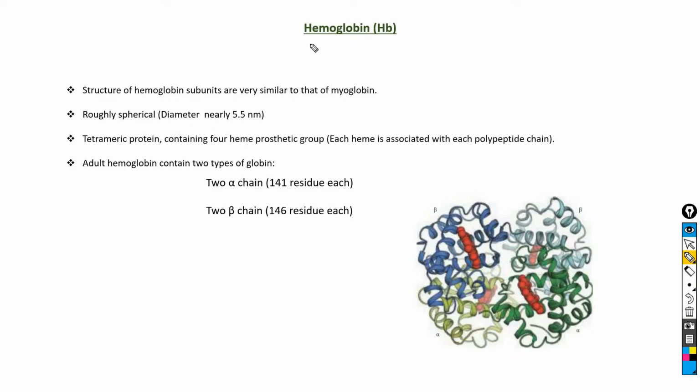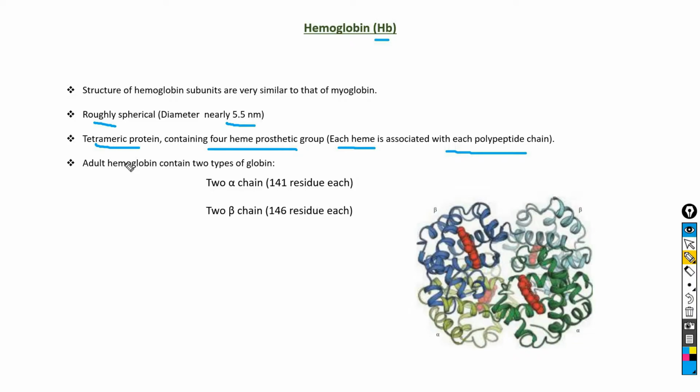Now coming to the structure of hemoglobin. The structure of hemoglobin subunits is very similar to that of myoglobin. Hemoglobin is abbreviated as Hb and has a molecular weight of 64,500. Hemoglobin is roughly spherical and has a diameter of nearly 5.5 nanometers. A hemoglobin molecule is a tetrameric protein, meaning it is made up of 4 polypeptide chains, and each hemoglobin molecule contains 4 heme prosthetic groups, each associated with a polypeptide chain.